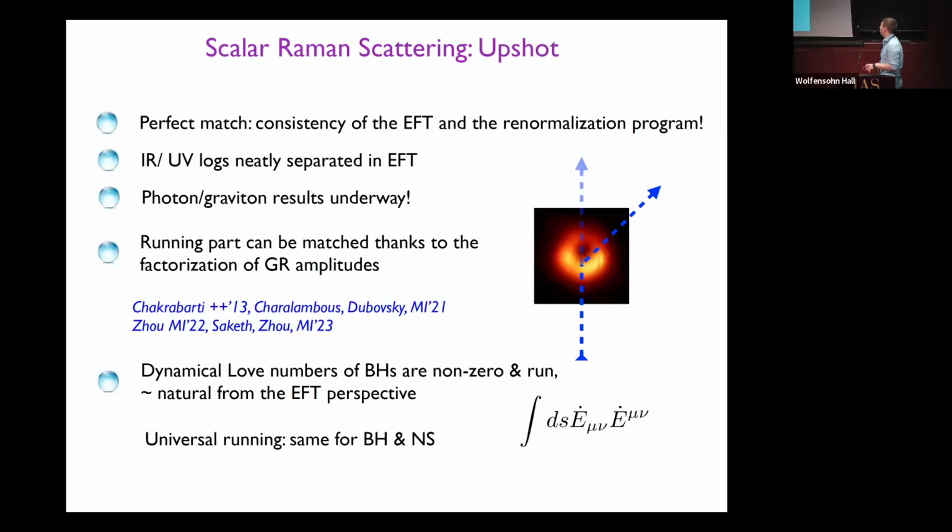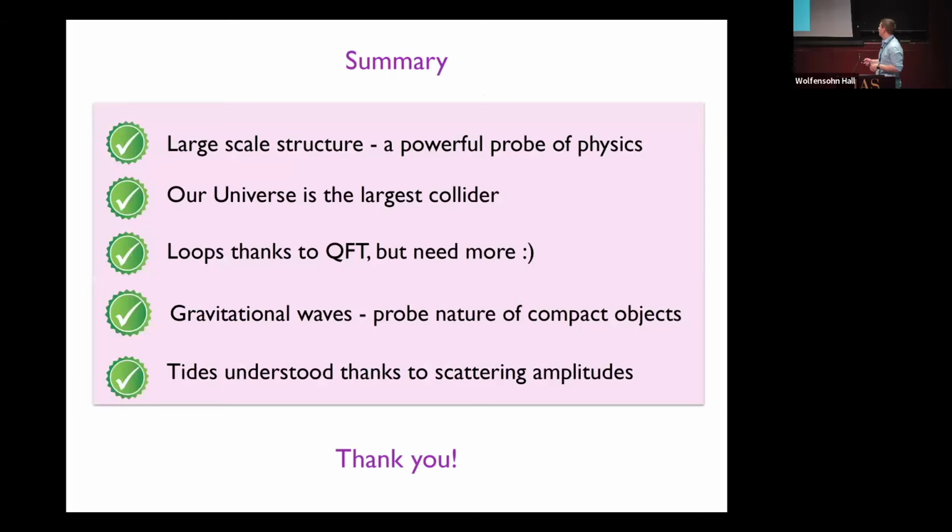And well, the upshot of this discussion is that it seems that EFT works, the renormalization works, everything is great. We can match Love numbers. We are now working on the gravitational example. We know that dynamical Love numbers for gravity are not zero. We extracted their RG running, it's universal. It's the same for black holes and neutron stars. It will be nice to test this with gravitational wave data. Since I'm running out of time, let me keep this summary here and stop and take your questions. Thank you.